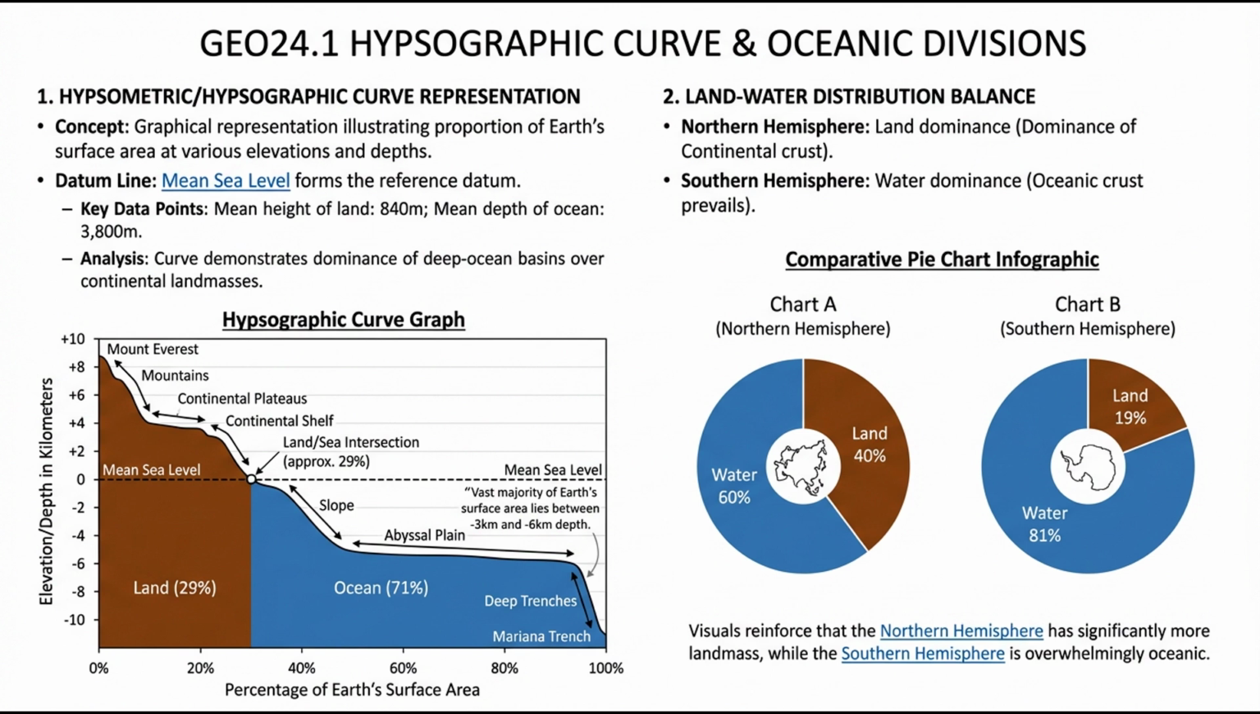This isn't just a trivia fact. It implies huge climatic differences. सोचो जरा, water heats and cools slowly, right? So the southern hemisphere has a more moderate oceanic climate compared to the extreme continental climate of the north. This distribution dictates everything from wind patterns to ocean circulation. Simple है. The geography of land and water is the stage on which the climate system performs.